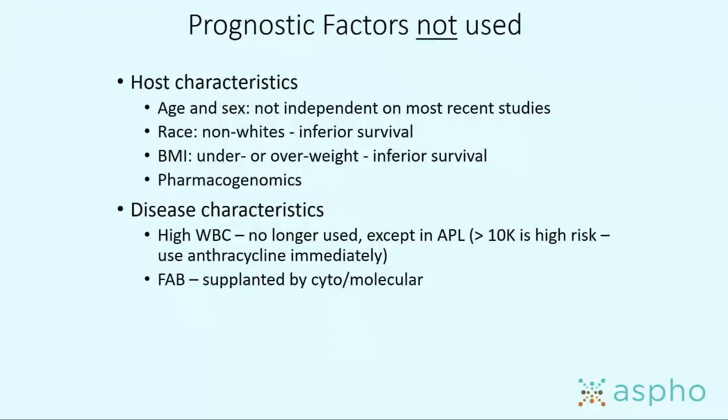And then disease characteristics. Again, unlike ALL, we typically don't use white count at diagnosis as a risk stratification factor. And then finally, it used to be that morphology by the so-called FAB classification, which I'll talk about in a moment, used to be used in risk stratification. That's no longer the case. That's been supplanted now by genetic abnormalities, as I'll talk about in a moment.